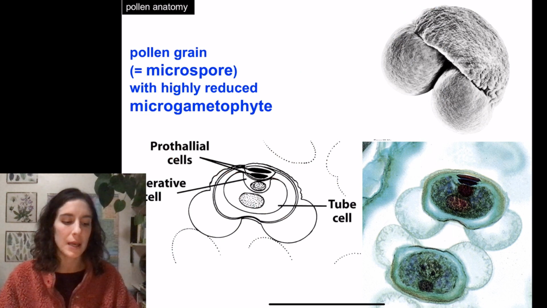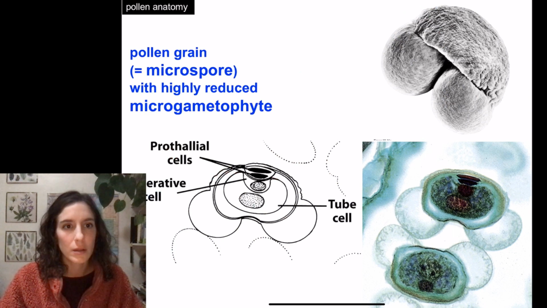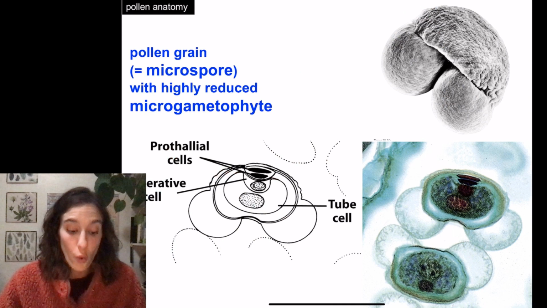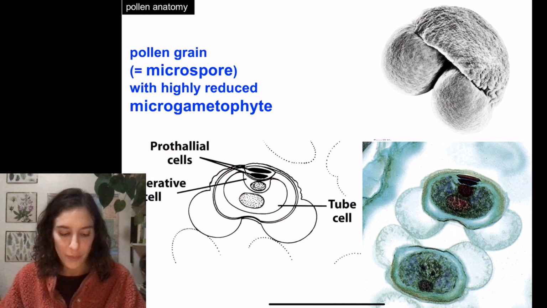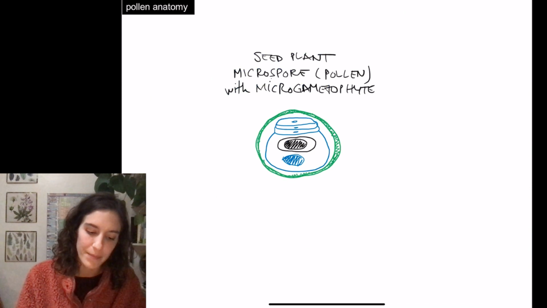So more on this pollen anatomy. A pollen grain is literally just another word for pollen, or for microspore, and it has a highly reduced microgametophyte inside of it. The microgametophyte is literally just these 4 or 5 cells: the prothallial cells, the generative cell, and the tube cell. So there's 2 or 3 prothallial cells.